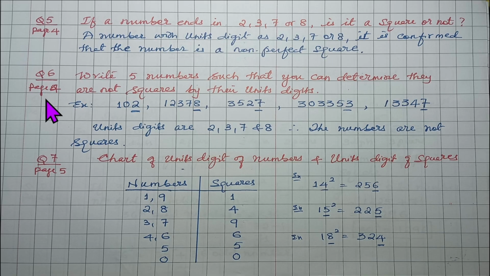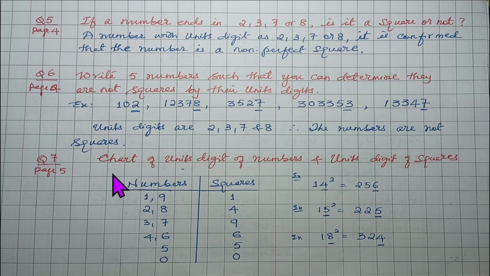Now come to question number 6, page number 4. Write 5 numbers such that you can determine they are not squares by their units digits. Very simple. Just put these digits in the units place: 2, 3, 7 or 8. That's what I have done here. 102, 2 is the digit in the units place, non-perfect square. 8 is the digit in the units place, therefore not a perfect square. 7 is the digit in the units place, therefore not a perfect square. Again 3 is the digit in the units place, not a perfect square. So all these numbers which I have listed have the digits 2, 3, 7 or 8, and therefore none of them are perfect squares. All are non-perfect squares.